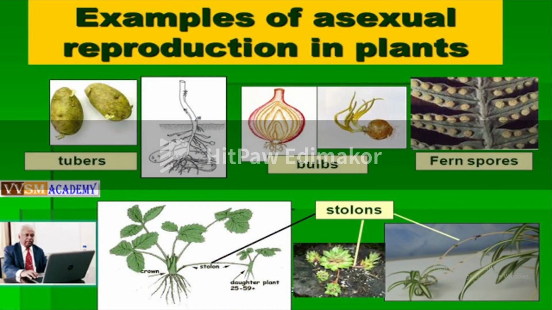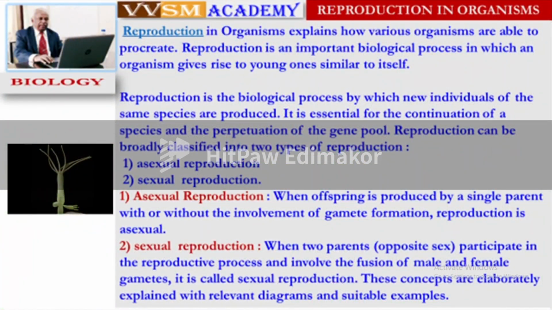So, friends, examples of asexual reproduction in plants. Reproduction in organisms explains how various organisms are able to procreate. It is a recreation of organisms. Reproduction is an important biological process in which an organism gives rise to young ones similar to itself. Reproduction is the biological process by which new individuals of the same species are produced. It is essential for the continuation of a species and the perpetuation of the gene pool.